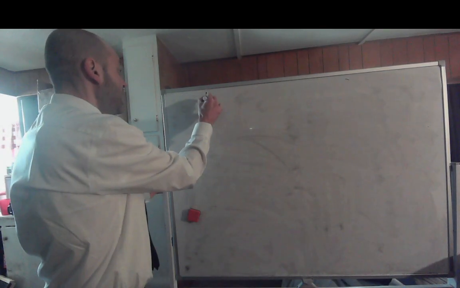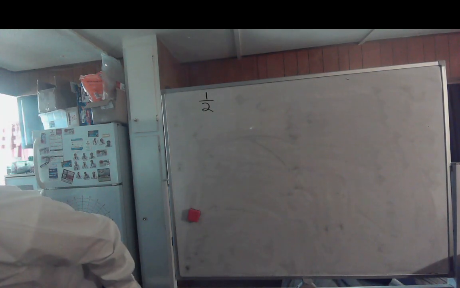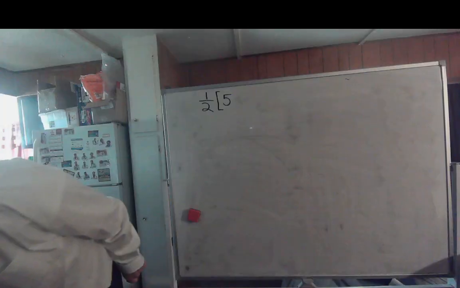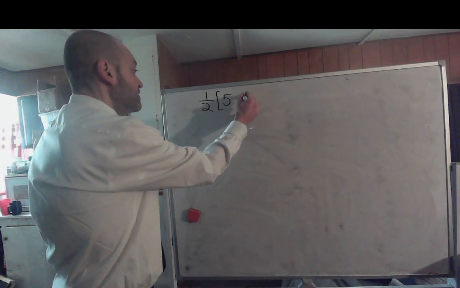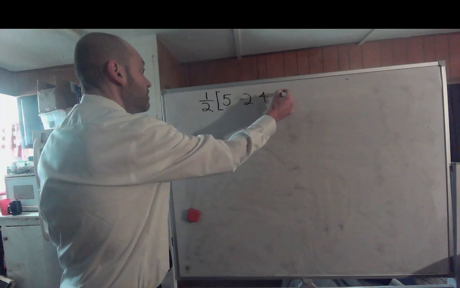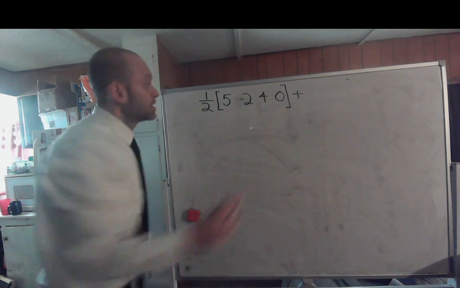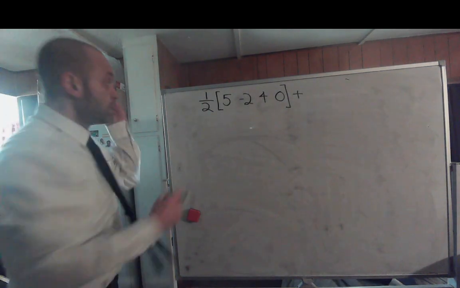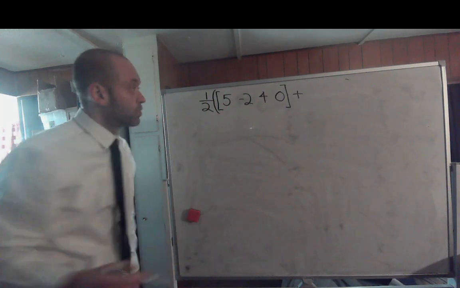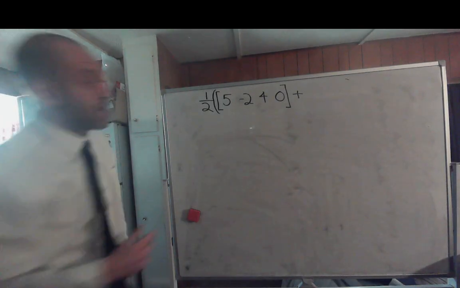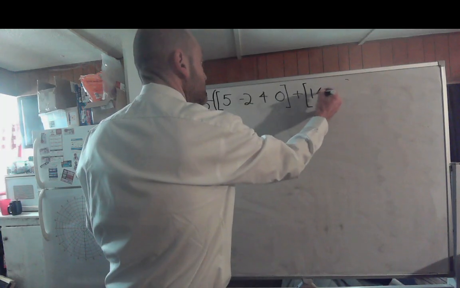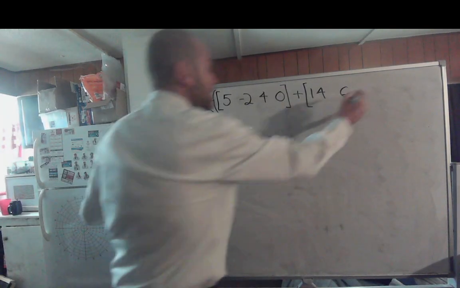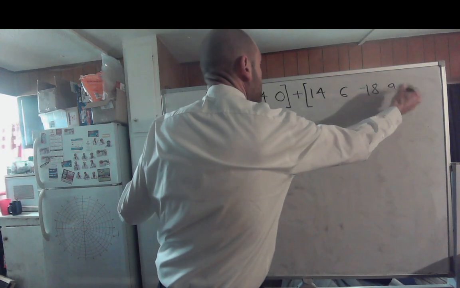Alright, so we got half of a matrix here of 5, -2, 4, and 0, plus, actually, I guess that's half of the whole quantity. Plus you got 14, 6, -18, and 9.